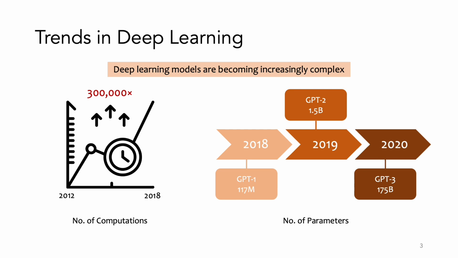And in terms of the number of parameters of deep learning models, there's an increasing trend as well. For example, the popular language model, GPT, which is based on deep learning, had 117 million parameters in its first generation, which was released in 2018. The second generation, released in 2019, had 1.5 billion parameters. And in 2020, the third generation with an unprecedented 175 billion parameters was released.